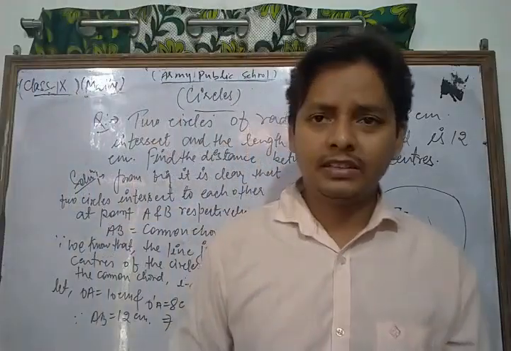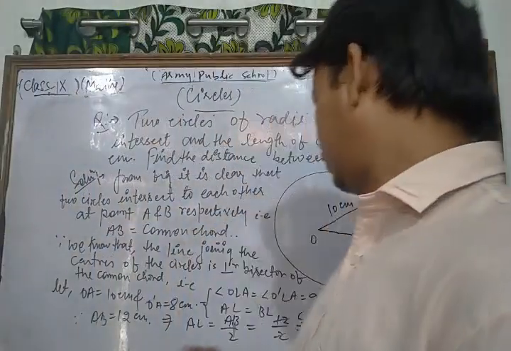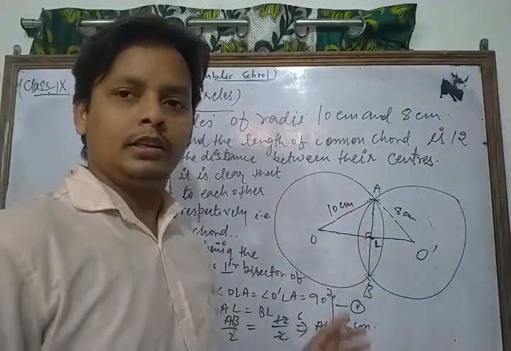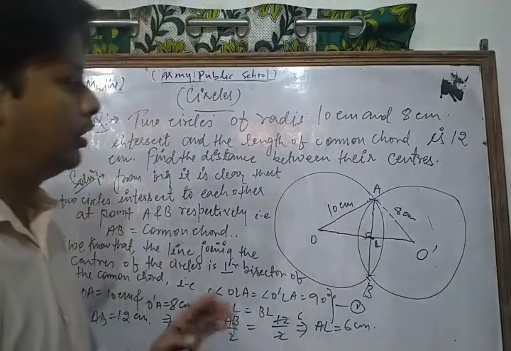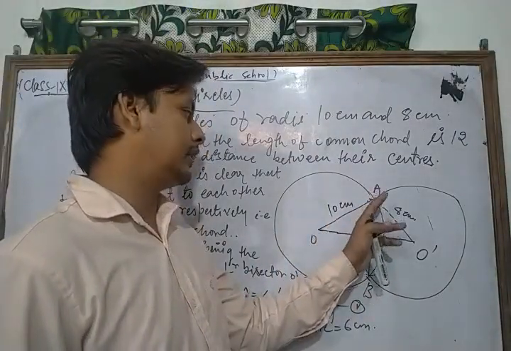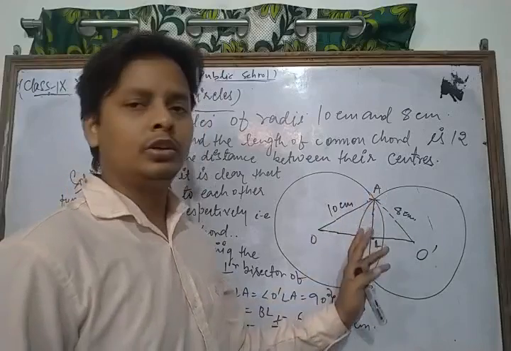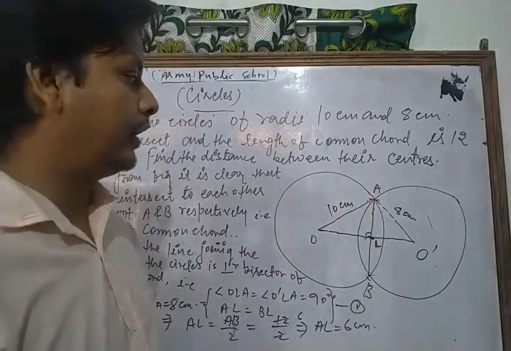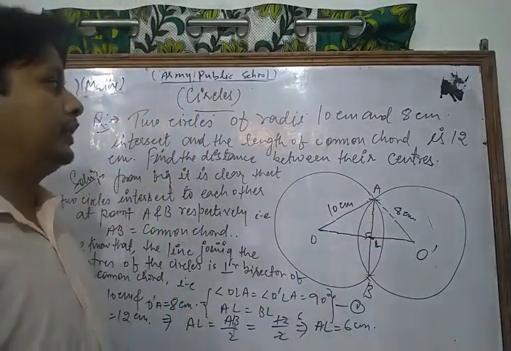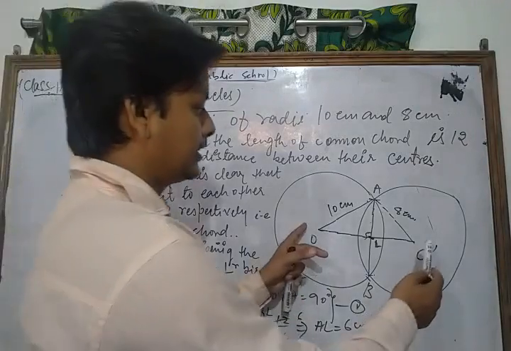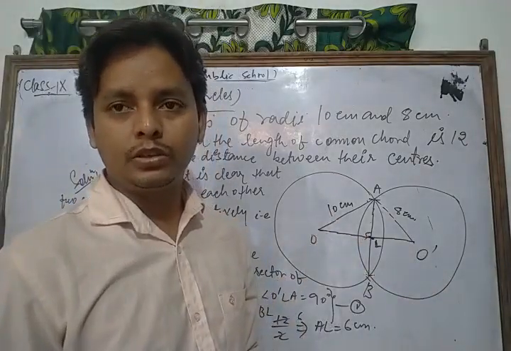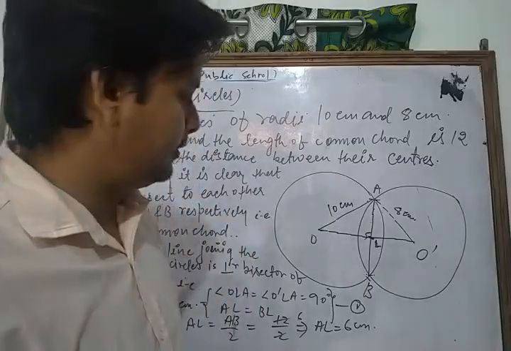So in this way, we use the theorems which we already discussed in previous classes, and we find the very important value AL, and OA is already given as the radius of the circle. Now two right angle triangles are formed, one is ALO and the second is ALO dash. So we take them one by one and find the distances OL and O dash L. After that, according to the figure, the distance between their centers is OL plus O dash L, which is the required solution of the given question. So let's see.